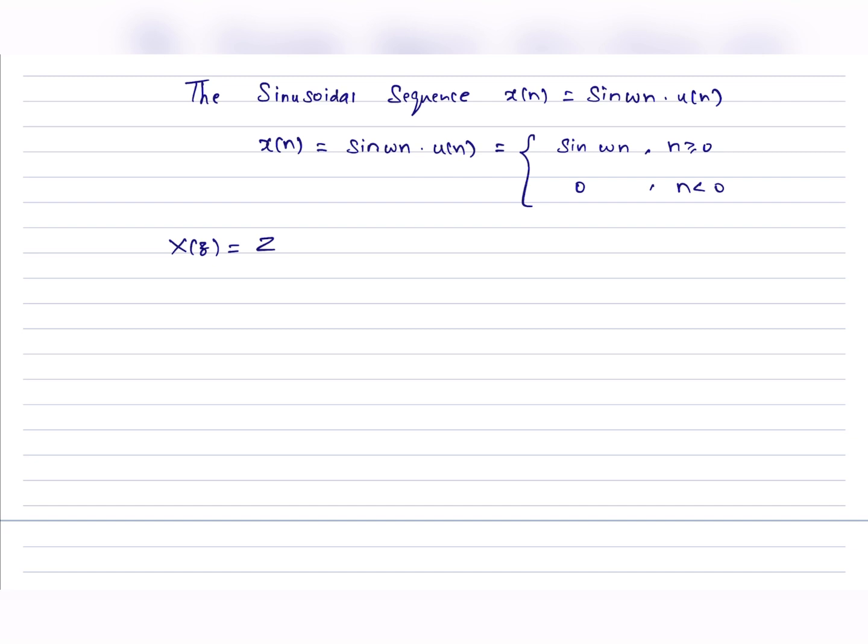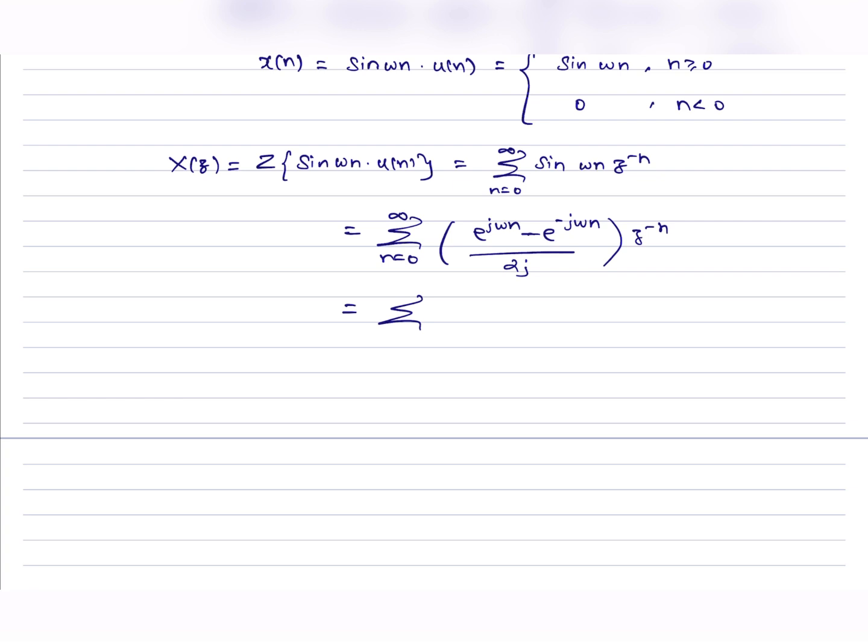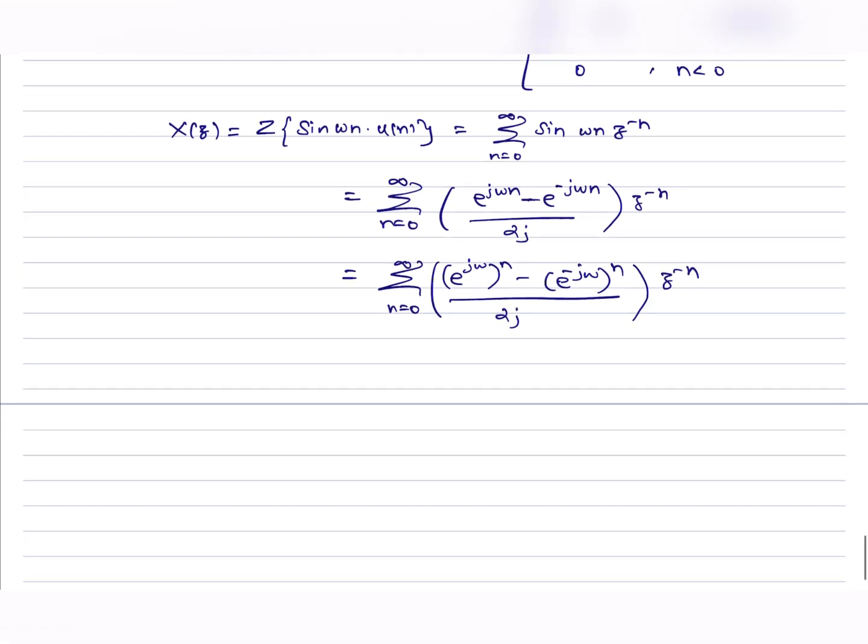Then we are going to take the z-transform, X of z equal to the z-transform of sin omega n into u of n, and that will give you summation n equal to 0 to infinity sin omega n into z power minus n. And again, you can expand sin omega n as e power j omega n minus e power minus j omega n by 2j into z power minus n. When you simplify this, you can take e power j omega whole power n minus e power minus j omega whole power n by 2j into z power minus n.